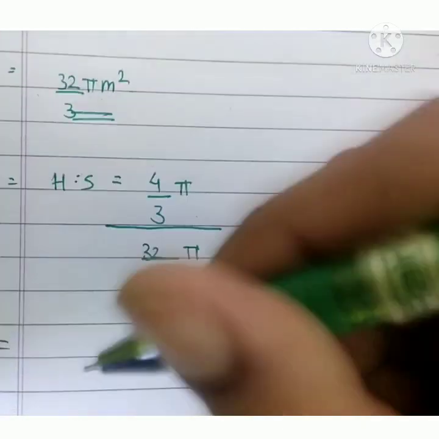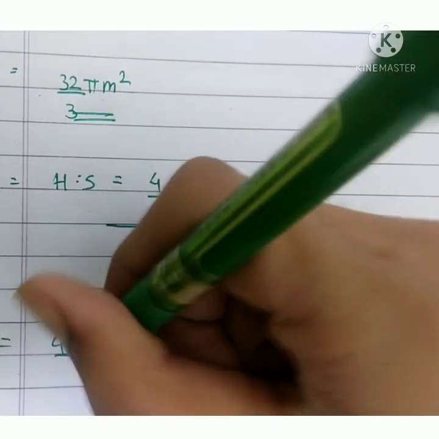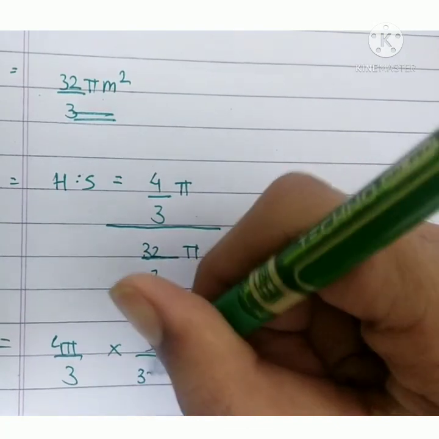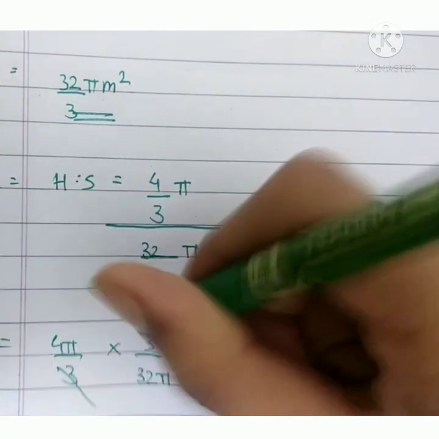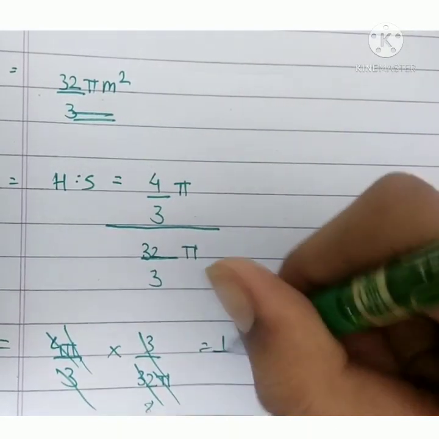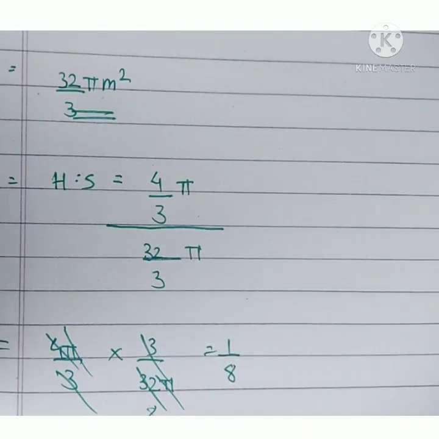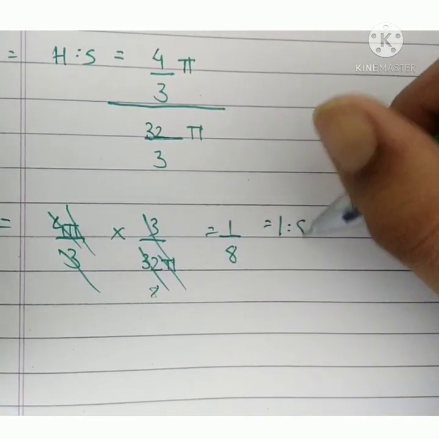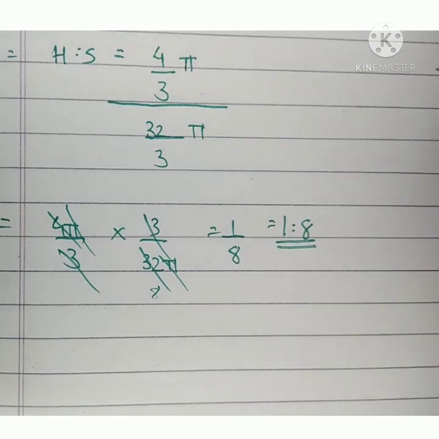Now to make it simpler, so it becomes 1 by 8. But friends, we have to write the ratio. So obviously the ratio would be 1 is to 8. So 1 is to 8 is our answer.